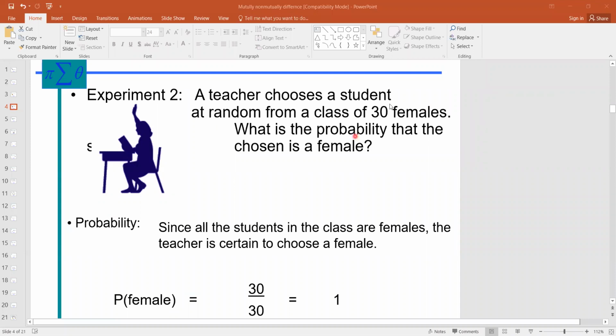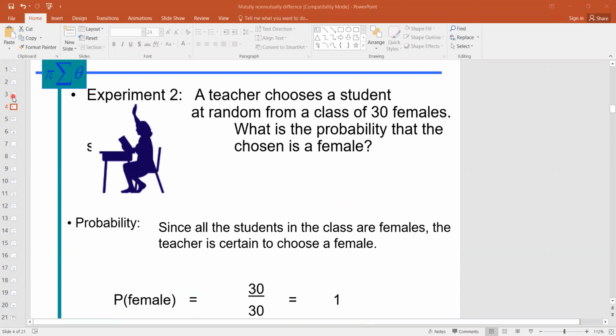Now let us take another example. Here a teacher chooses a student at random from a class of 30 females. What is the probability that the chosen student is a female? Here all the students in the class are female. So the teacher is certain to choose a female. This is known as a certain event. So the probability is 1.